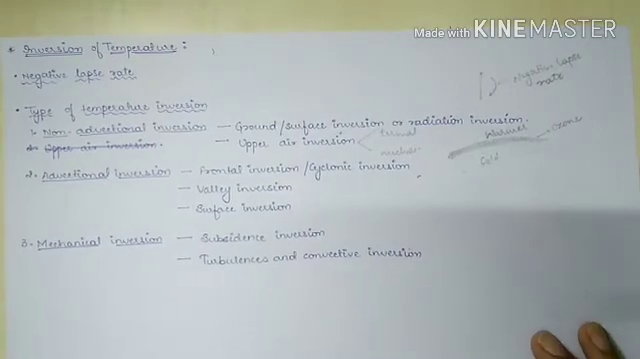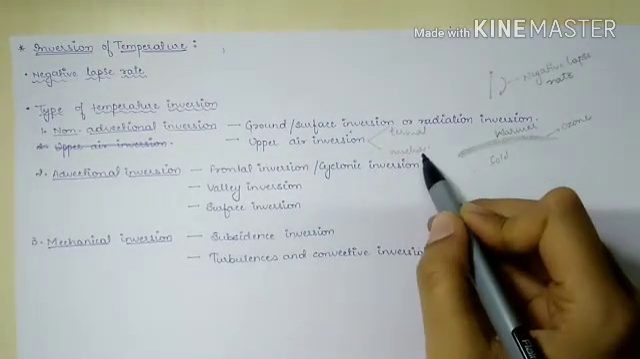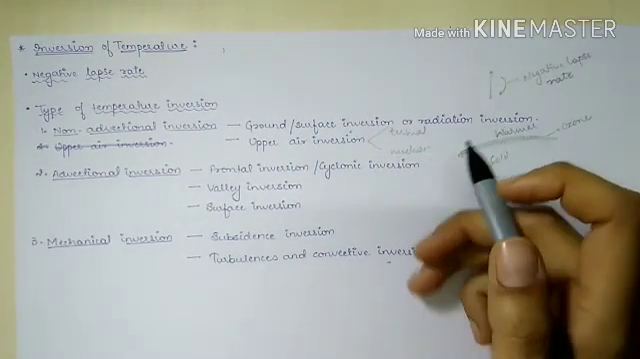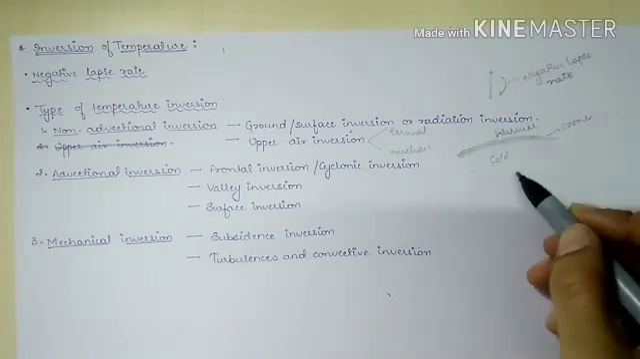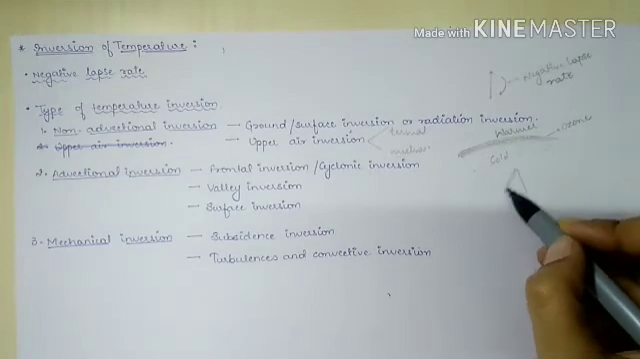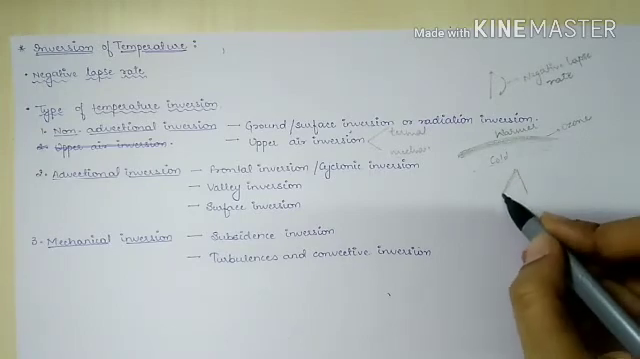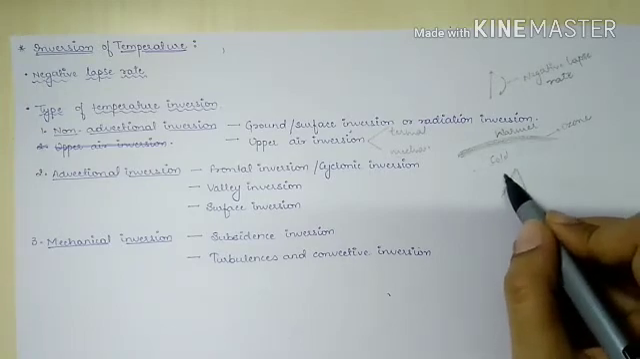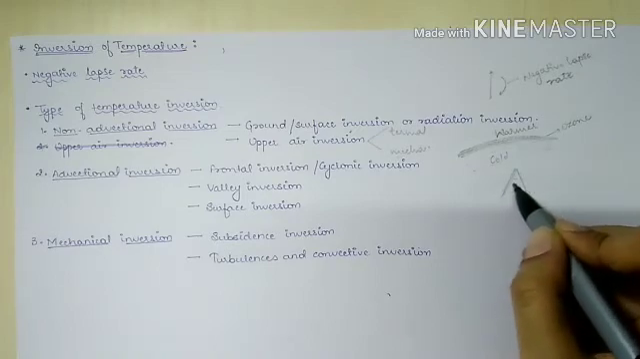Now in mechanical upper air inversion, what will happen: this is the air, this is the mountain surface, so here we have cold air.